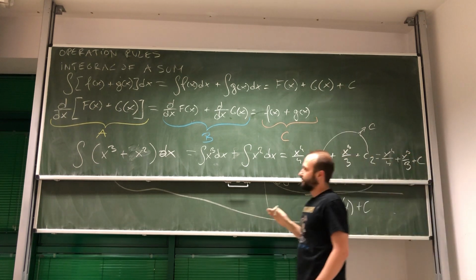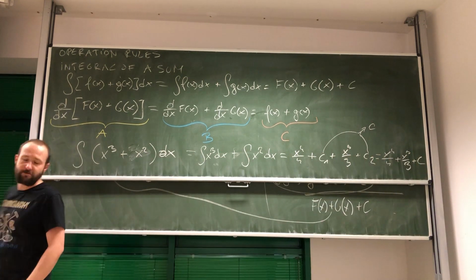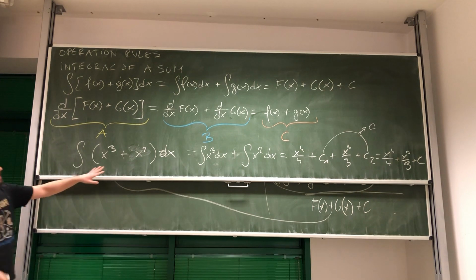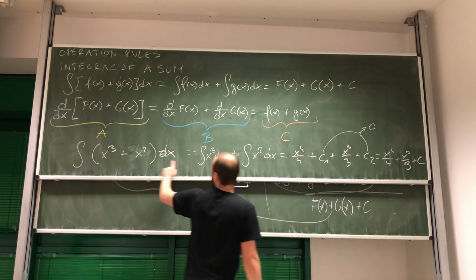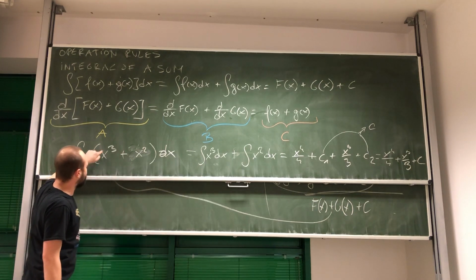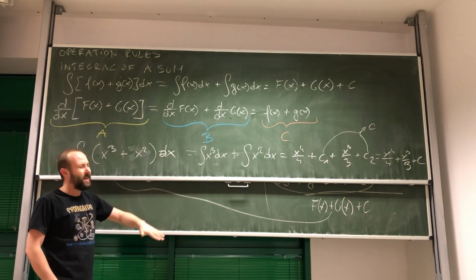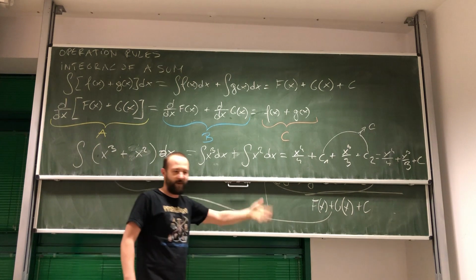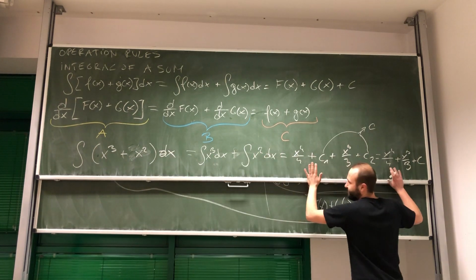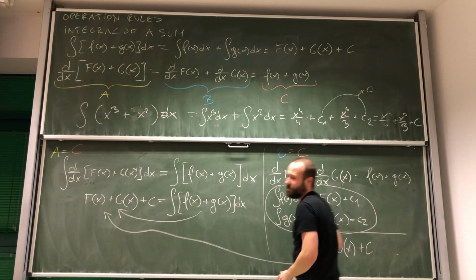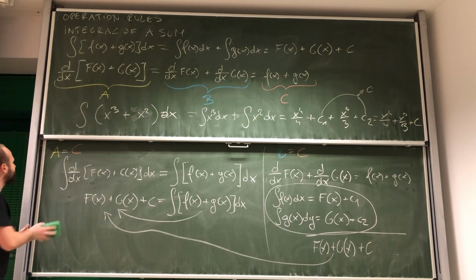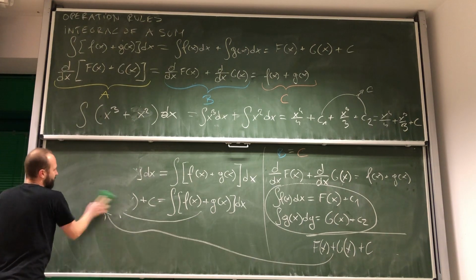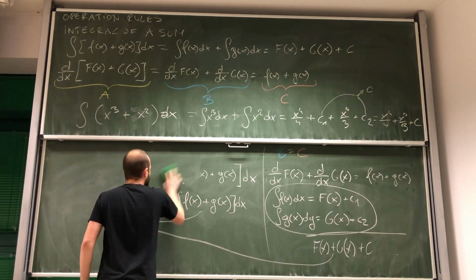But look, because this rule is so trivial, the best way to do it is right away to integrate each of these expressions separately and add c at the very, very end. Okay, so this is our first rule of operation. The second one is going to be called integral of a multiple.